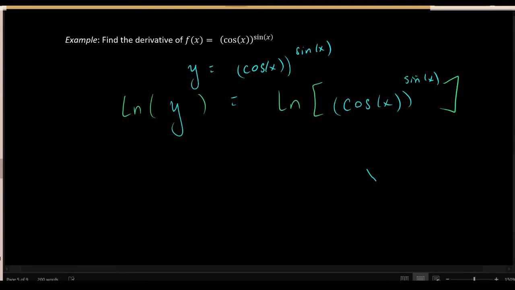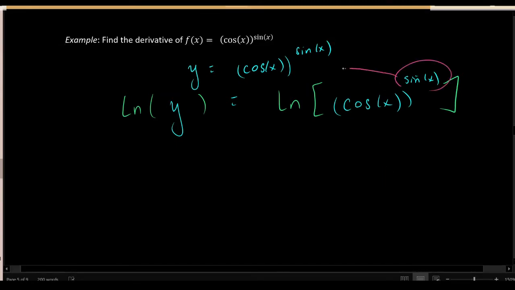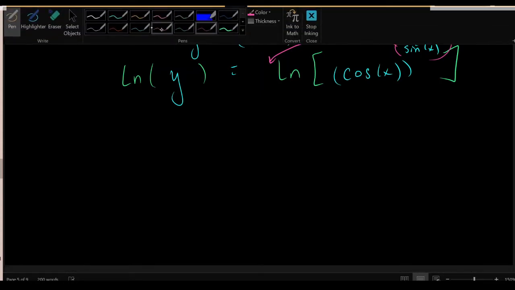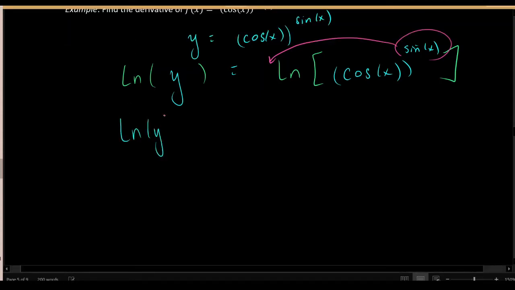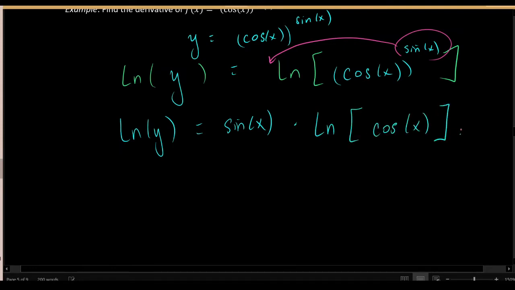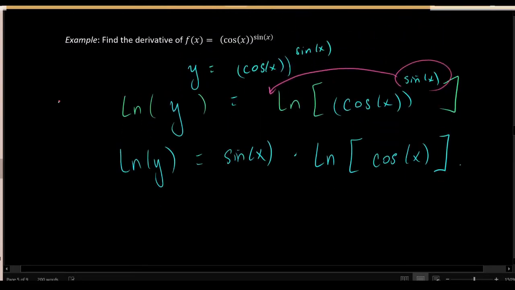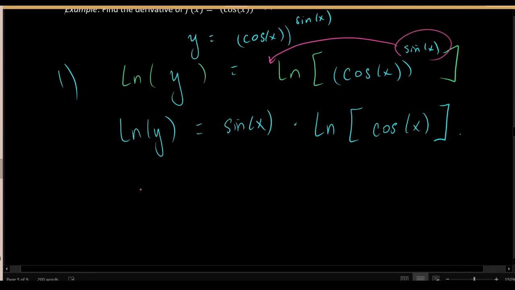Now, on the right-hand side, we know that natural log of cosine x to the power sine x can be simplified by taking that exponent and turning it into a constant multiple. So now we have the natural log of y equals sine of x times the natural log of cosine of x. That concludes step 1. We've applied natural log to both sides and we've simplified using the logarithmic properties.